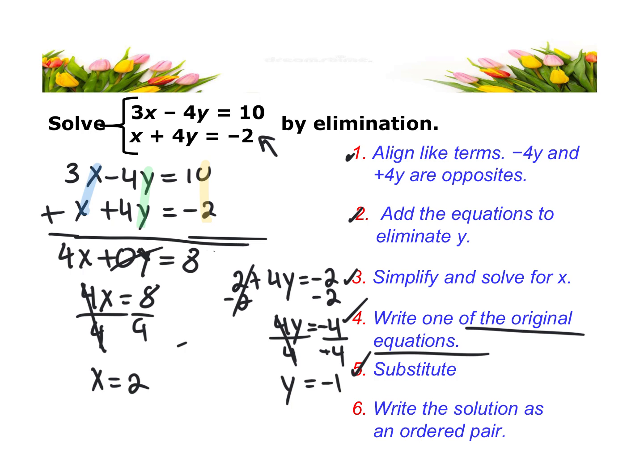So after we substitute, we solve for the other variable, and we only have one step left, which is to write the solution as an ordered pair. Now the ordered pair is 2 comma negative 1, and we are done. That would be our solution for this system of equations.